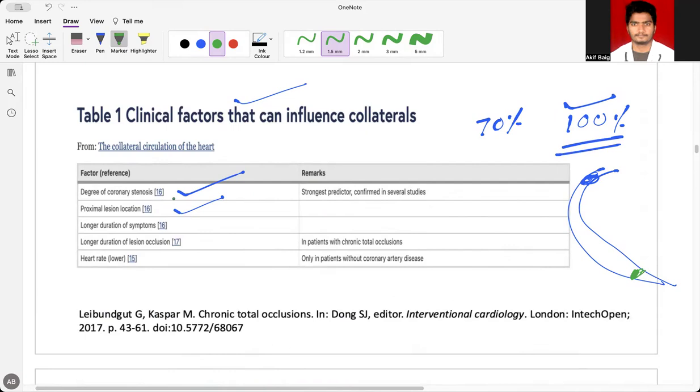Longer duration of symptoms: the longer the duration, the more the chances, because there will be more time for arteriogenesis and for the inflammatory mediators to act. So that's why longer duration of symptoms plays a very important role here.